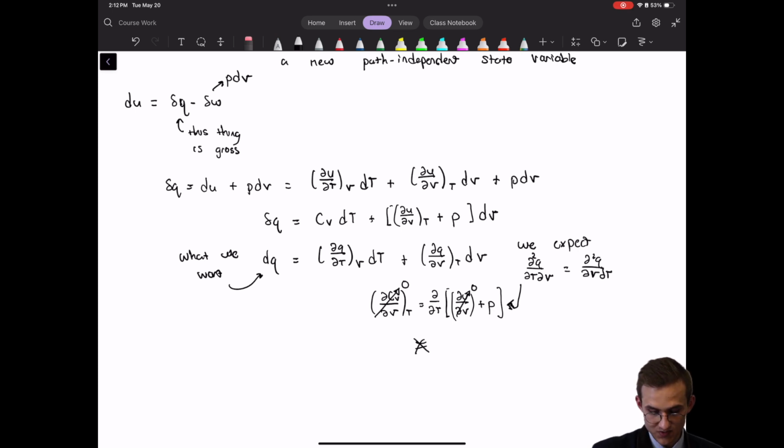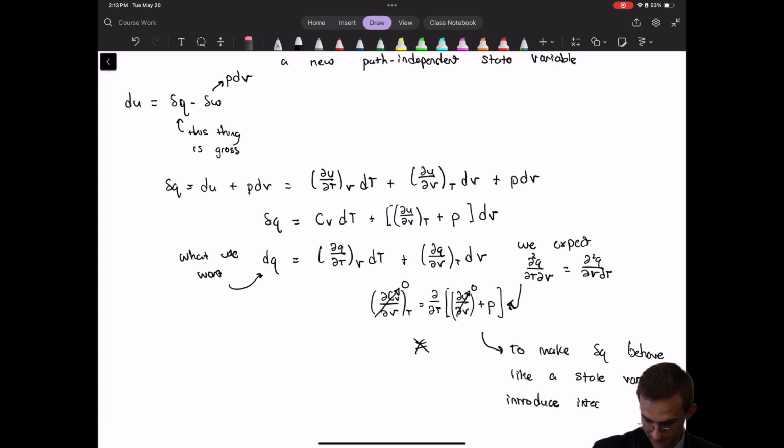So in order to make this work, what we have to do is introduce an integrating factor to make delta Q behave like a state variable.